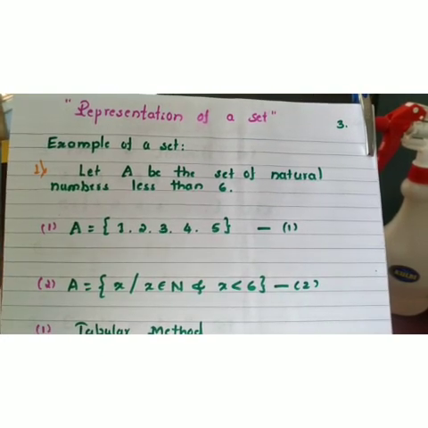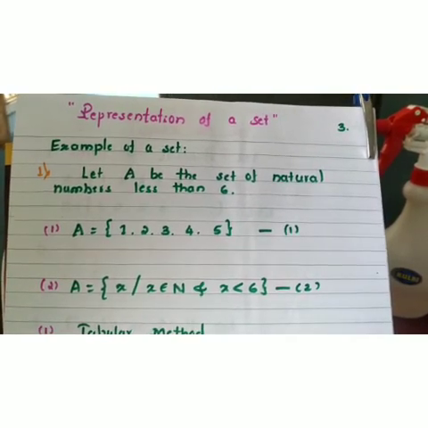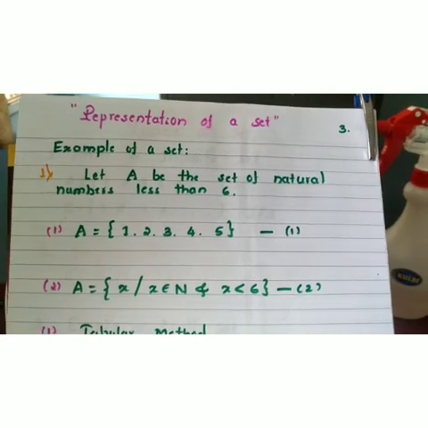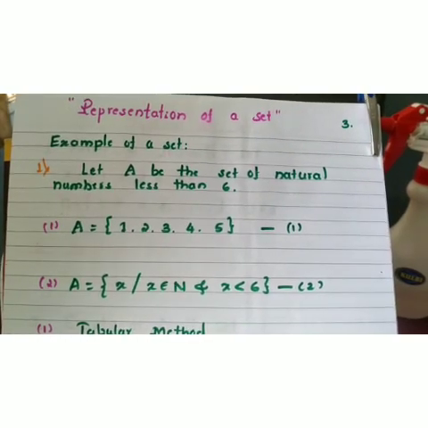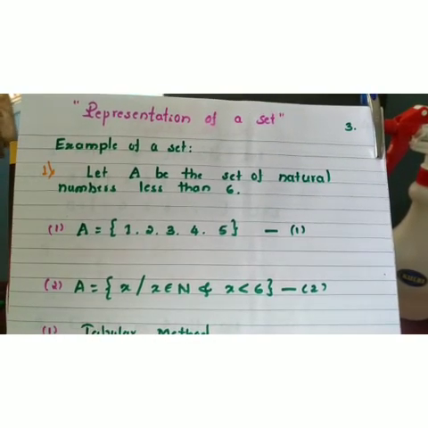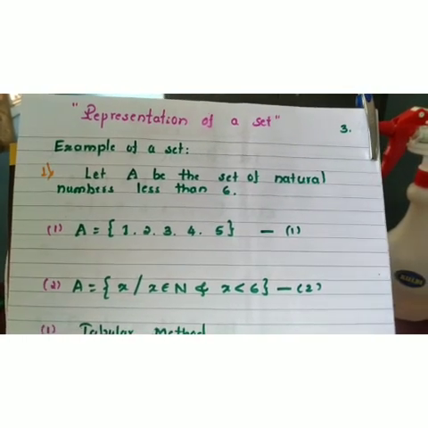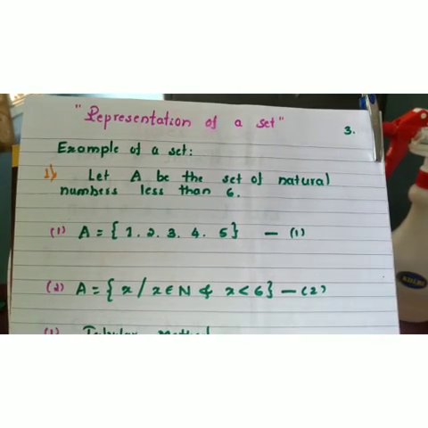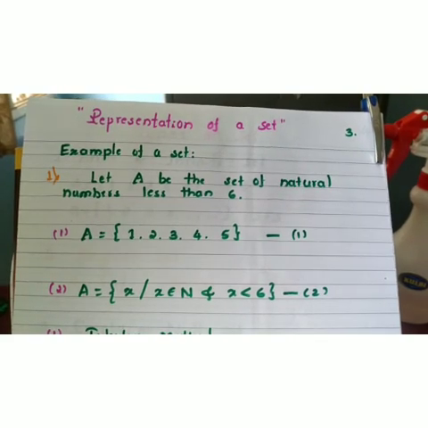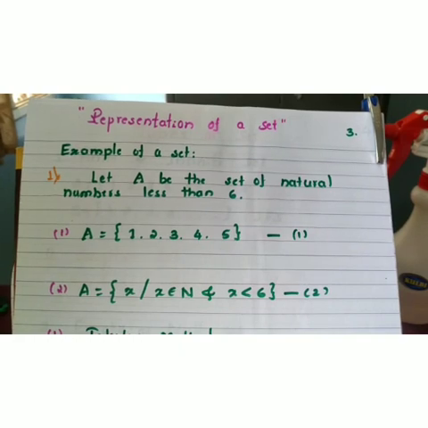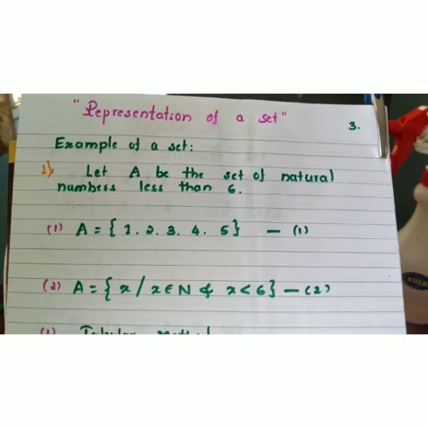In this class, I will explain the set by means of a suitable example. The heading is representation of a set. Consider one example. Let A be the set of natural numbers less than 6. A has been written in a capital letter because it is the representation of a set. So how to write this set of natural numbers less than 6? One method I follow, and later I will say the name of the representation.